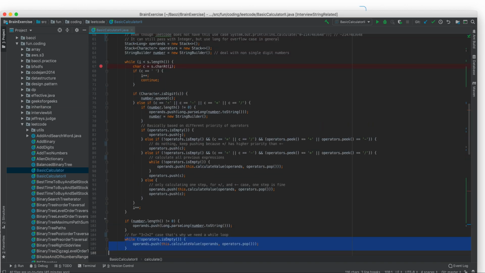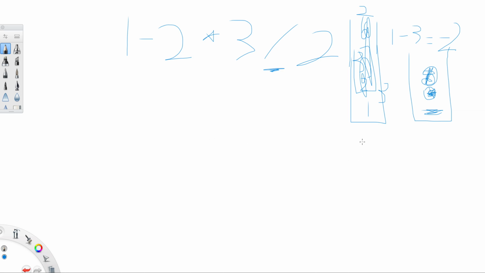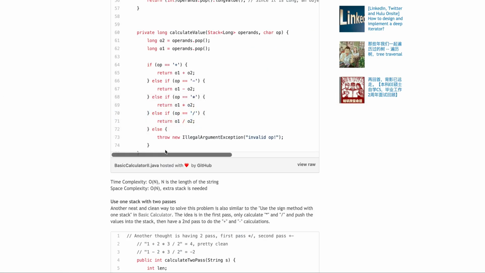This is a very generic method. Just keep in mind, for either a reverse Polish calculation expression or any kind of basic calculator, you can always simply use these 2 stacks. One is operands, the other is operator, to solve those kinds of problems. All right, cool. So let's continue.